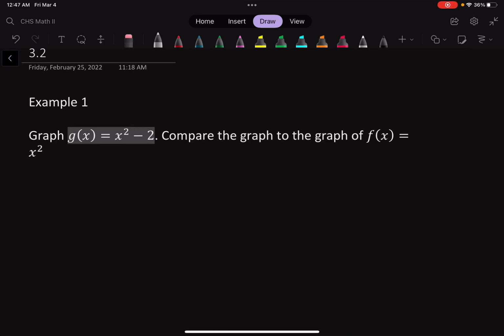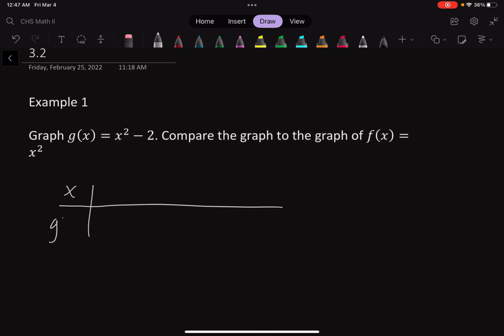All right, so here's our first example. We want to compare the graph g of x equals x squared minus 2 to the function f of x equals x squared. So let's just start by making a table, so we can graph these 5 points.